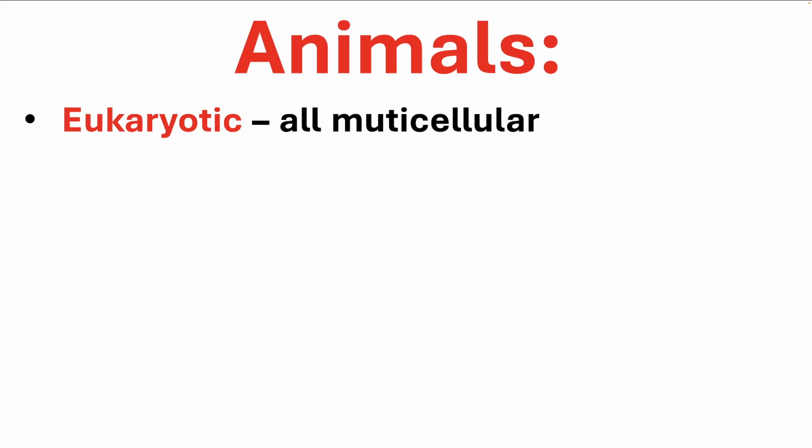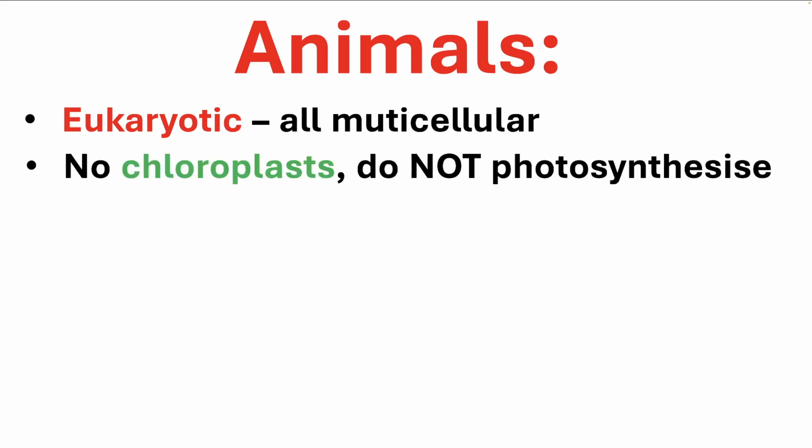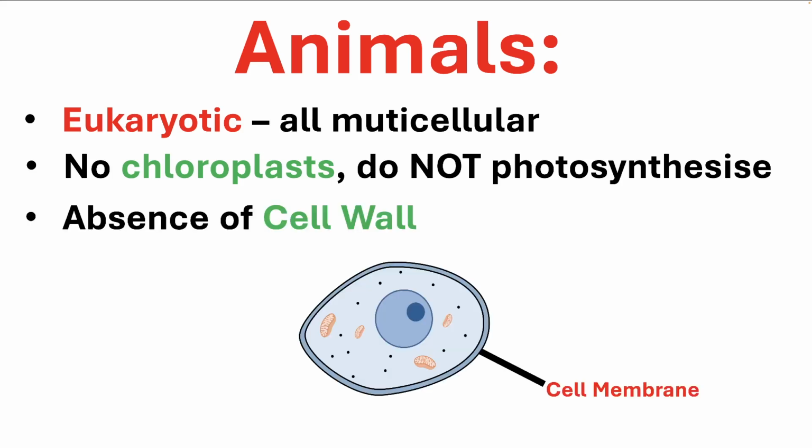Animals are eukaryotic organisms. We're multicellular. We're not just made up of one cell, but made up of many cells. They don't have chloroplasts, and they can't photosynthesize because of it. If you remember from the living organisms video, animals feed through something known as heterotrophic nutrition. We rely on consuming other organisms as our source of nutrition. Animal cells also do not have cell walls on the outside, only cell membranes.